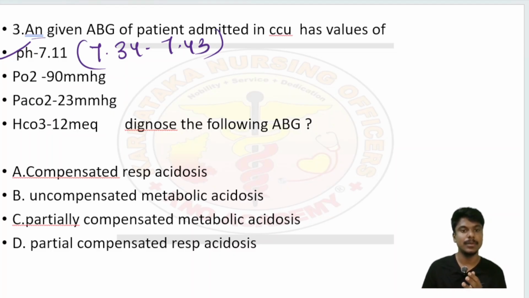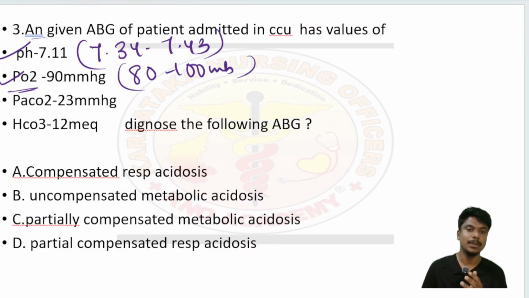And they have given one more parameter, that is PO2. PO2 will normally be around 80 to 100 mmHg. Here they have given 90, so PO2 is normal. But PO2 is not at all related to acidosis or alkalosis. It is purely related to ARDS, your lungs and respiratory failures. Here we are talking about the ABG.